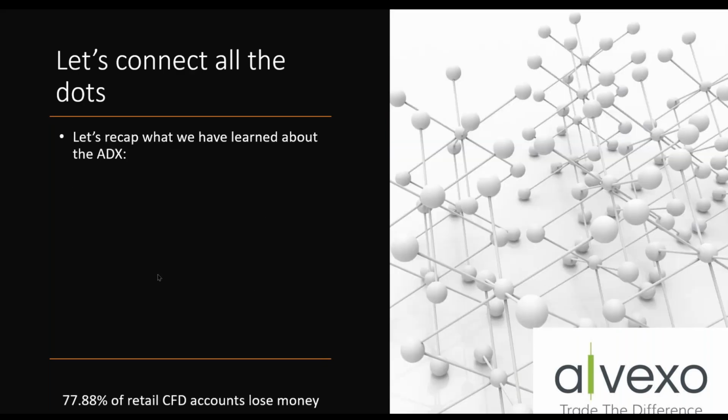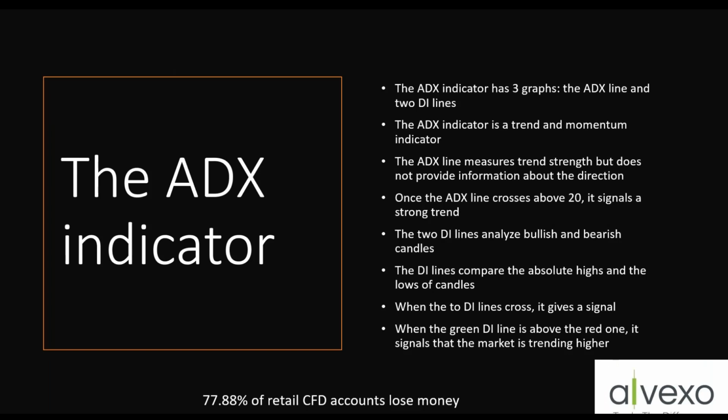So let's recap what we talked about regarding the ADX. The ADX indicator has 3 graphs. The ADX line and then it can be combined with the 2 DI lines. The ADX indicator is a trend and momentum indicator. The ADX line measures trend strength, but it does not provide any information about direction. And this is what you don't want to mix up. Just because the ADX is moving upward, it would be moving upward even if there was a downtrend, because it's only telling you the momentum of the movement.